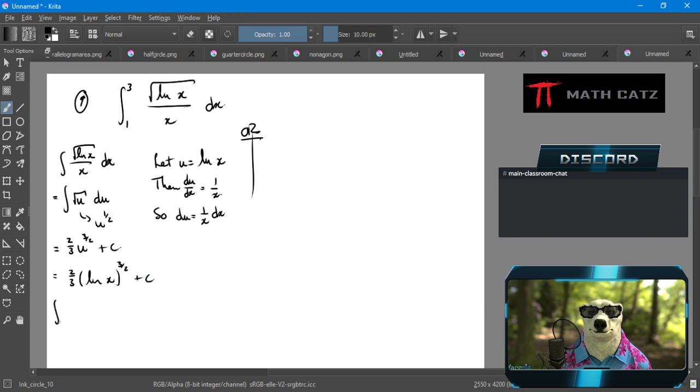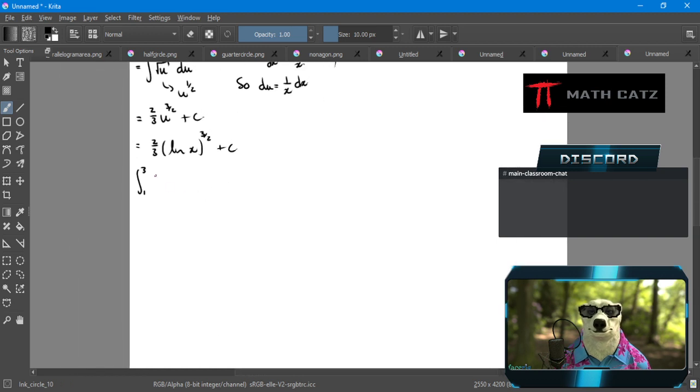Then, going to my definite integral, I've now found the antiderivative, which is 2/3 natural log of x to the 3 over 2, which I'm going to plug in a 1 and a 3, and it's therefore going to be 2/3 log of 3, all of that to the 3 over 2, not just the 3, minus 2/3 log of 1, all of that to the 3 over 2, and you're welcome to calculate that answer in your own time.